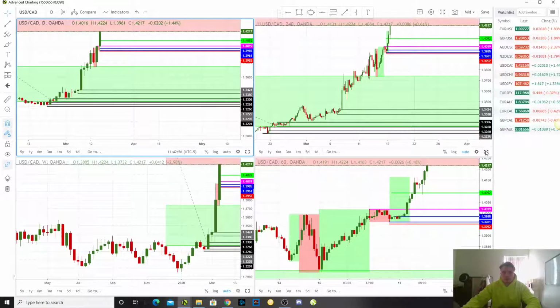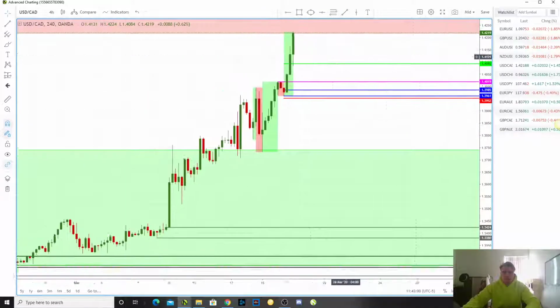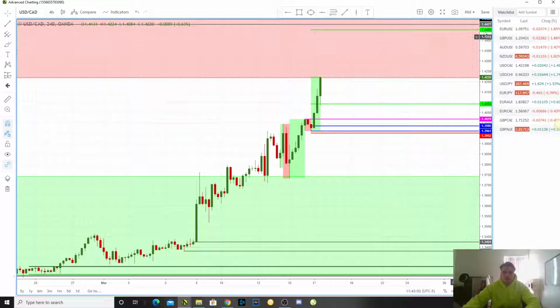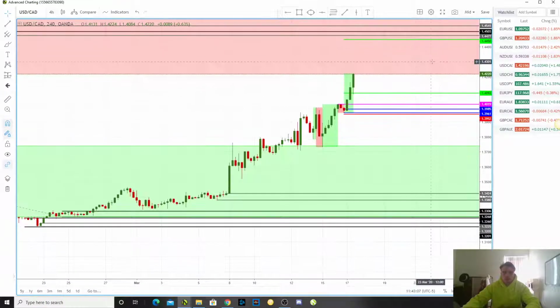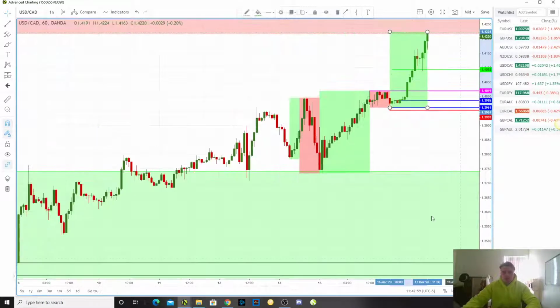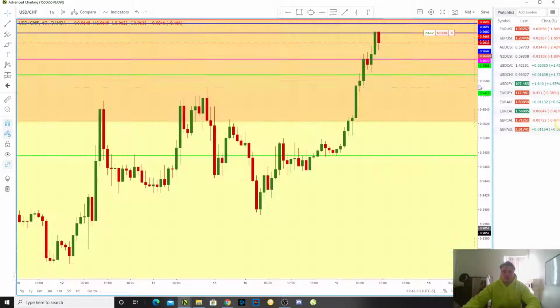So this is what the new dollar CAD setup looks like. So we got our uptrend. It traded through daily demand. So my second profit target is going to be right before that 240 level. And that's what the zone looks like. I'll go to the dollar franc quick.